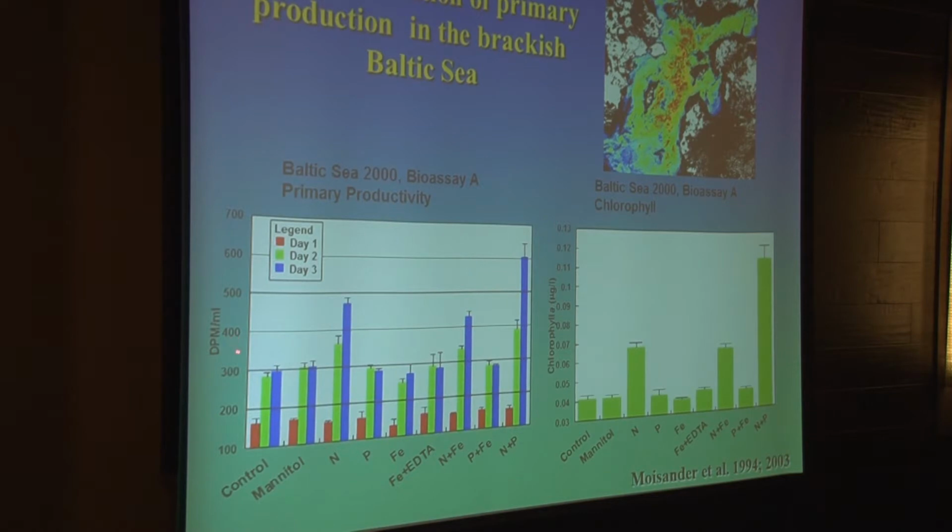This is with regard to productivity, C14 uptake. This is with regard to biomass, chlorophyll A. More or less the same results, and again, no independent phosphorus effect. So nitrogen is generally the most important, but N and P comes very close behind. So, you know, the ratios are incredibly important there, obviously.